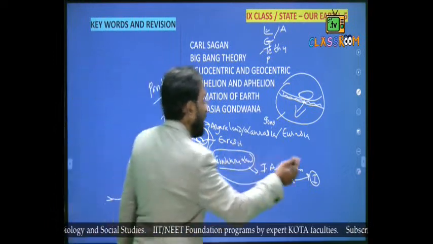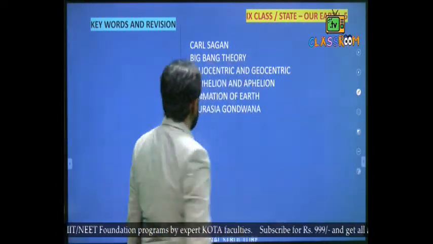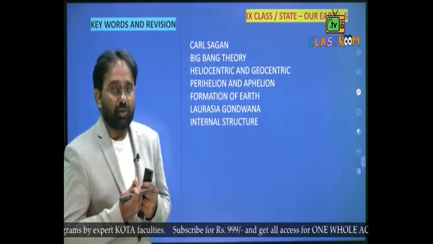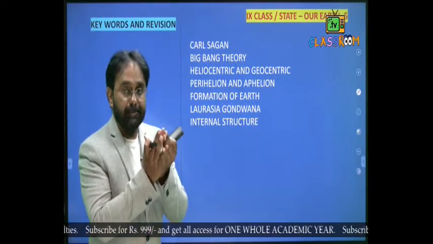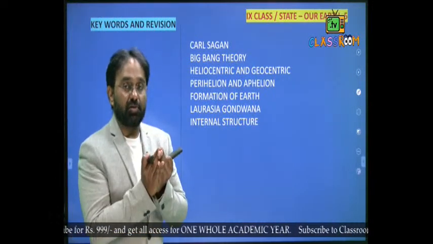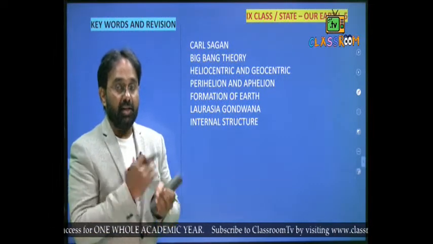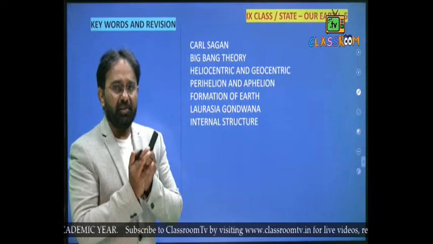Now we will go to our next concept. What is that next concept? Internal structure. This is a bit complicated. We talked about the internal structure of Earth also: the composition of the different layers of the Earth, crust, mantle and core, and what are the main elements present in the core region. Everything we have discussed.